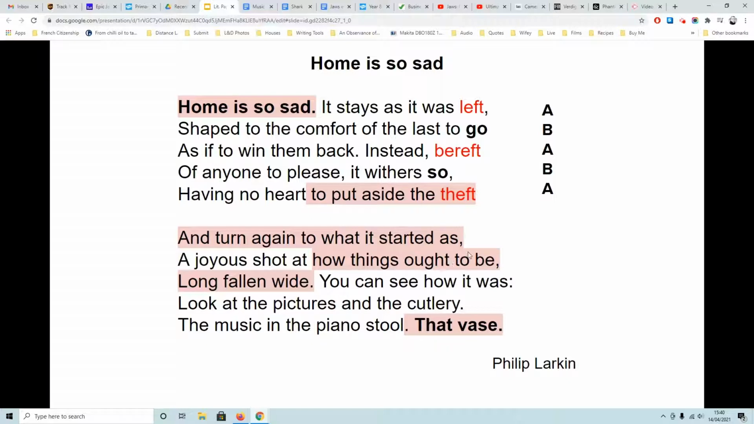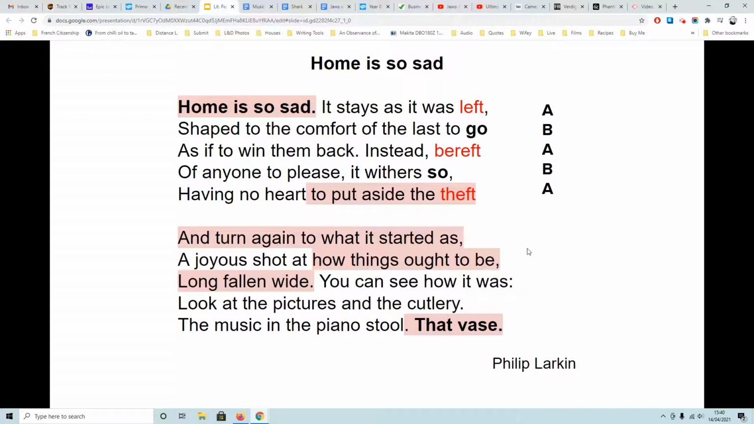And finally, I think maybe I would personally be interested in this, "a joyous shot at how things ought to be", because there's a lot to do with failure and how that domestic space fails to live up to what it should be. And that use of end stopping there, "a joyous shot", so we get this hope and optimism in the start of the line.